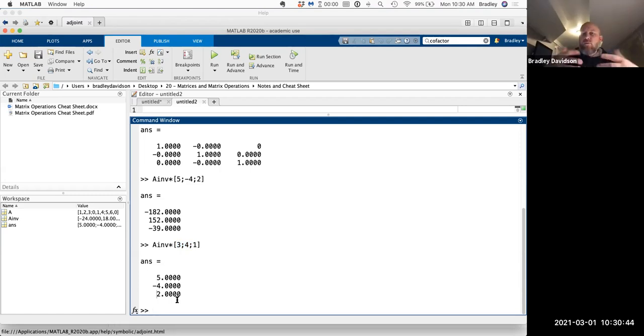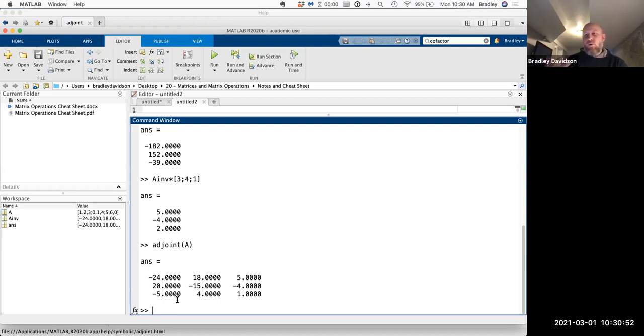So that's the first way to do this in MATLAB, and it's using this concept of the adjoint. The adjoint of A is pretty involved to calculate, at least by hand, where we're coming up with that matrix of minors, multiplying it times that checkerboard, and then taking the transpose. What's nice is MATLAB does have an adjoint function, which does all that work for you.